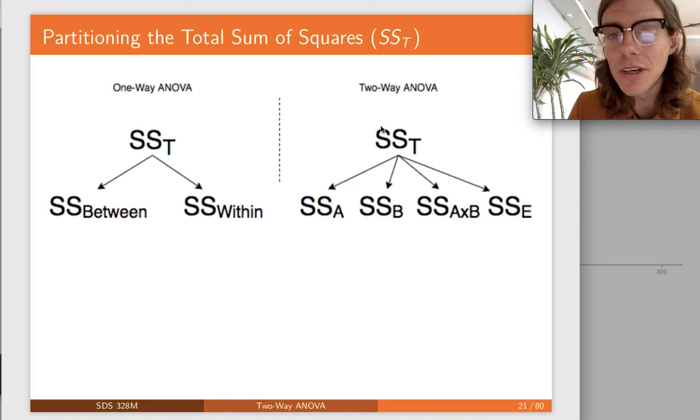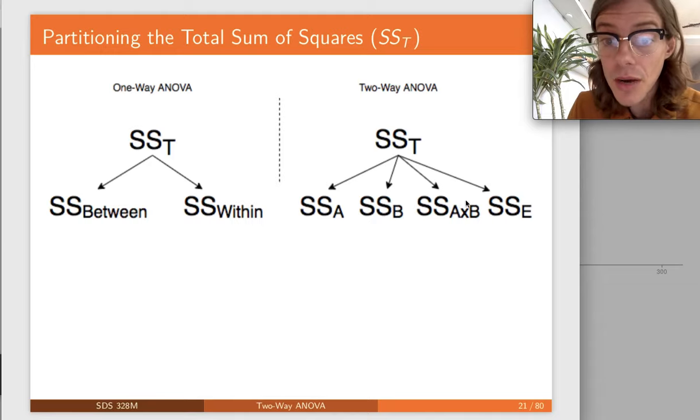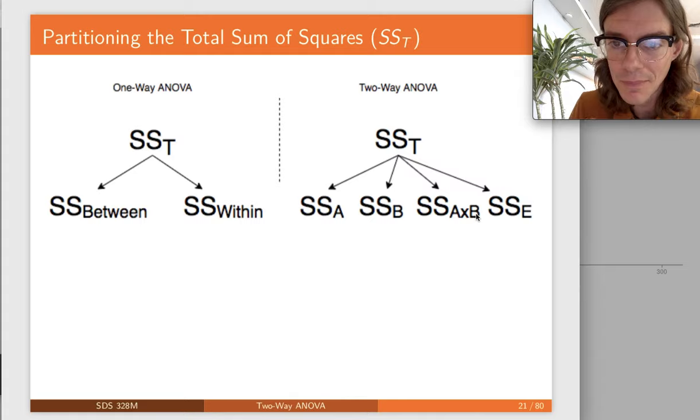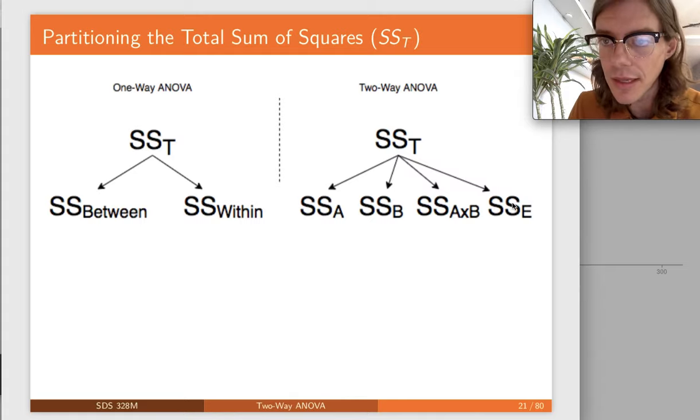With a two-way ANOVA, if you fit the full thing with the interaction, you're going to have an effect of factor A. So how much can you explain with factor A? Say it's dosage. You'll have an effect of factor B. Say it's age. Then you'll have the A by B interaction. How much does the interaction account for? And then you'll have the error, or the within groups, or the leftover sum of squares.